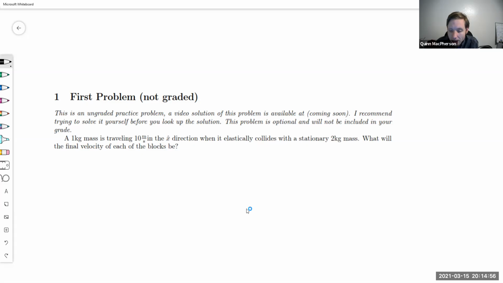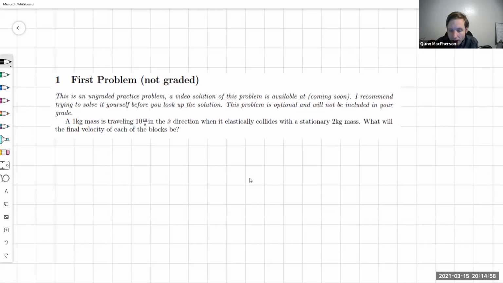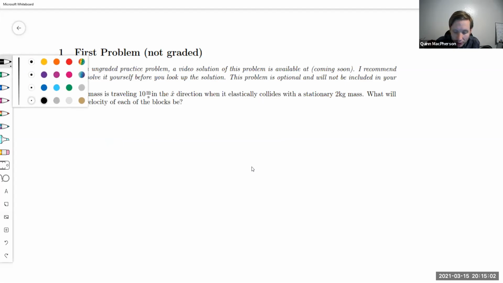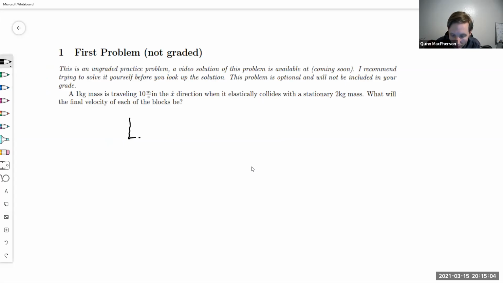Hello. In this video, I'm going to show how to solve this problem of a collision between two blocks that collide elastically. So we have a block. We are told it's a 1 kilogram block. It is traveling at 10 meters per second, and it's going to collide with a 2 kilogram block that has no velocity at all. And we want to know what the final velocity of each of the blocks will be.